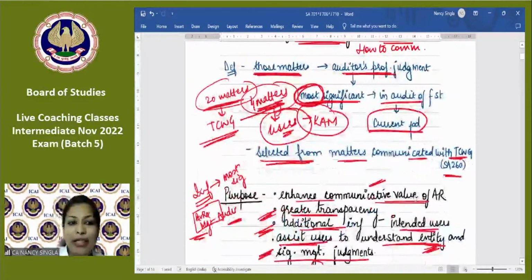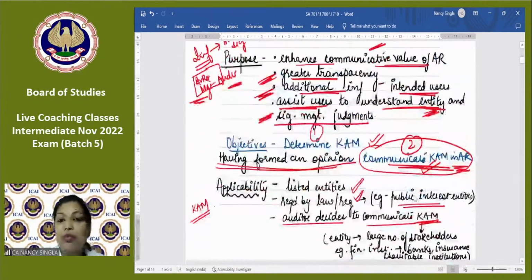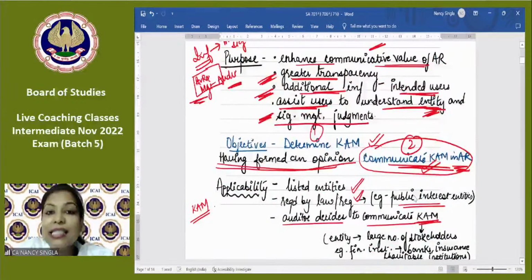What are key audit matters? These are those matters that in the auditor's professional judgment are most significant in the audit of the financial statement of the current period, and these are selected from the matters communicated with those charged with governance. What is the purpose? It enhances the communicative value of audit report, greater transparency आती है, additional information to users आता है, and it assists the users to understand the entity and significant management judgment, है ना?